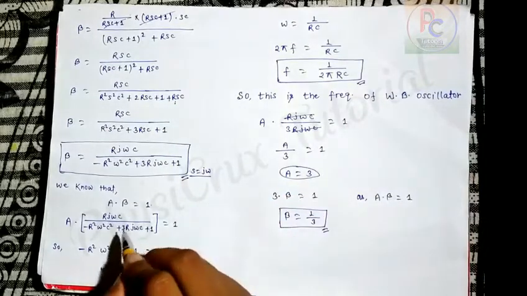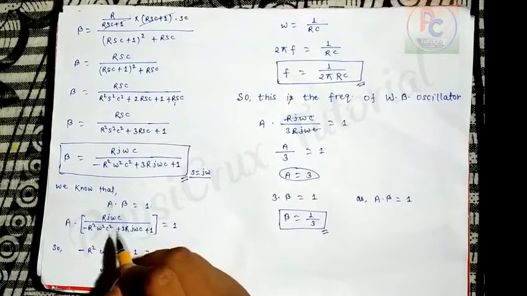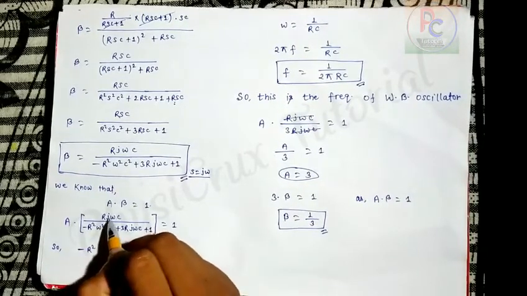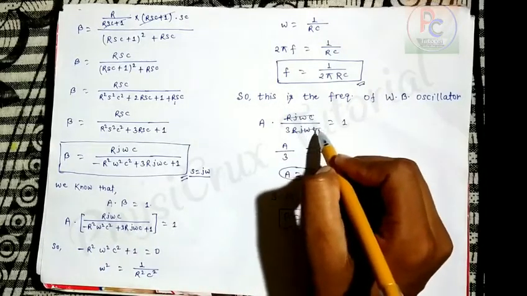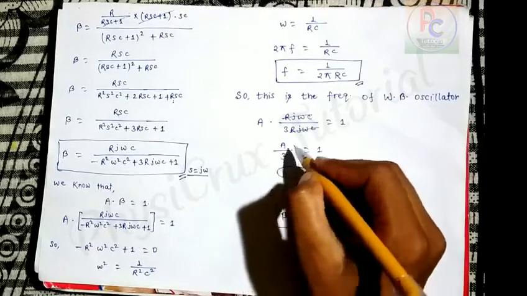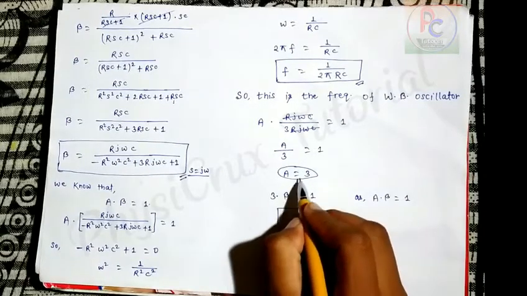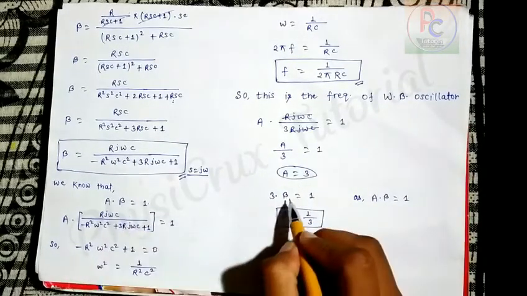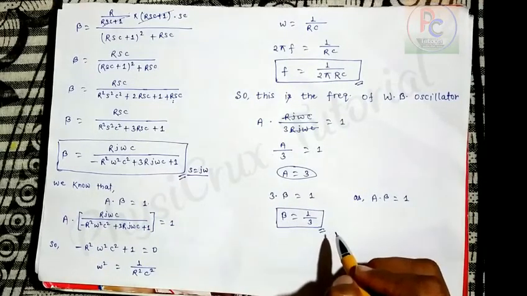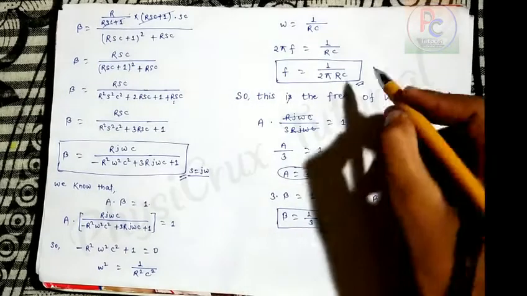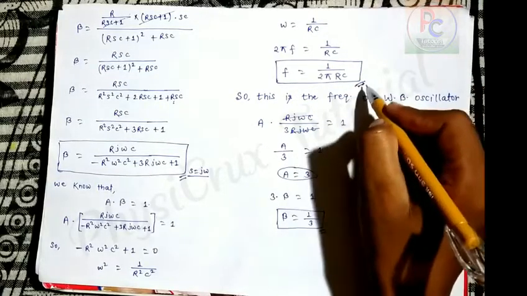Here we have equated the terms to 0, then we have remaining terms A into R j omega C and 3 R j omega C. Here R j omega C, R j omega C will be cancelled, then the value of A will be 3. We put the value of A here, then we get the value of beta. So this is the value of beta we have calculated, and the frequency of Wien bridge oscillator.